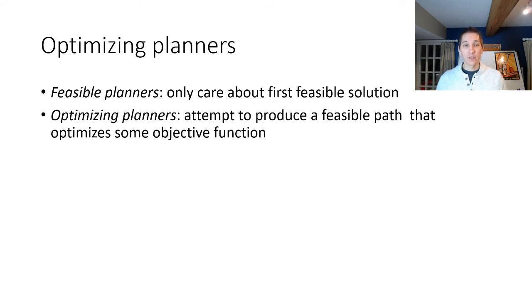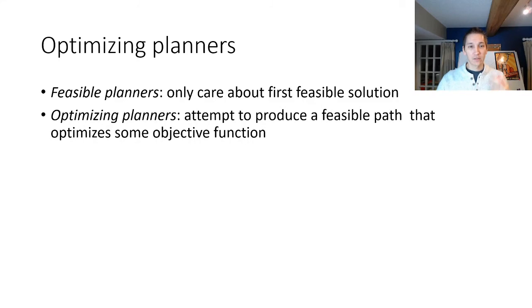So far, we've only been talking about trying to find a path, but as you may have noted, some of these paths can be quite jerky. So optimizing planners instead try to come up with higher quality paths. We call the first type of planner, which only cares about finding a feasible path, a feasible planner. And for the other type of planners that tries to actually optimize the path, we call them optimizing planners.